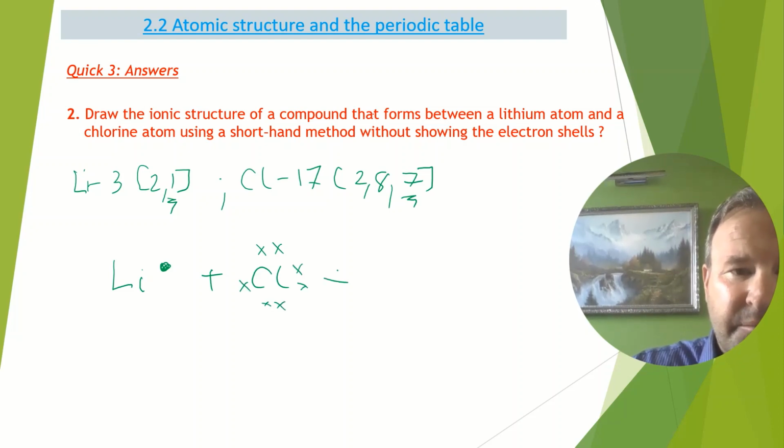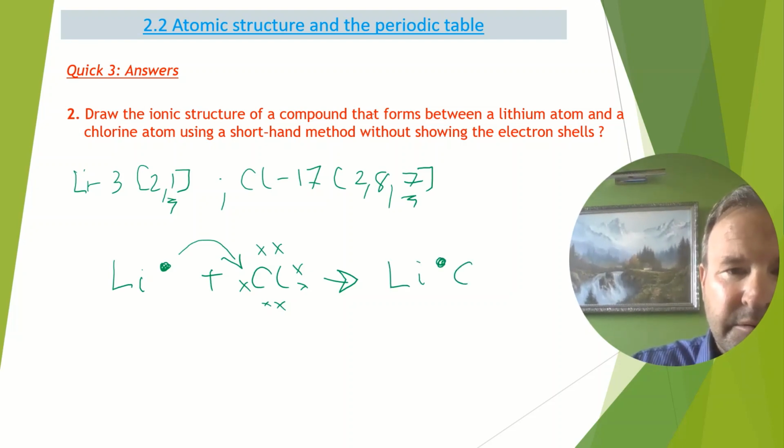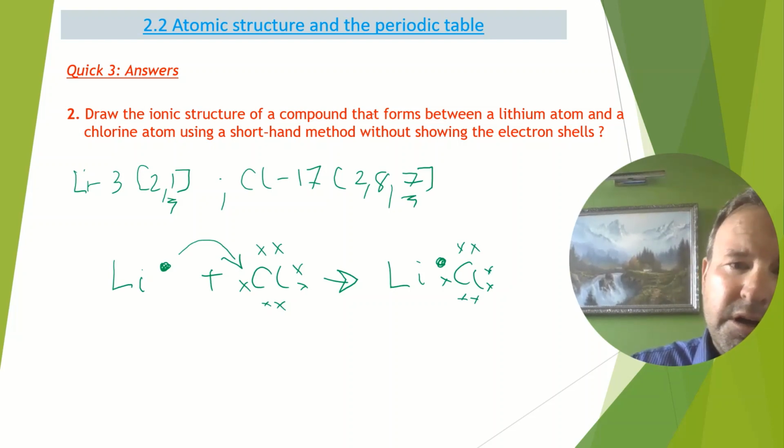And then when we add them together, that electron jumps over into there, and it looks like this. Li. I'm going to put the electrons here. Chlorine's got the 7 around it. And I've moved that electron from lithium to the outer shell of chlorine. Now this is called lithium chloride, and it's formed a nice ionic compound.